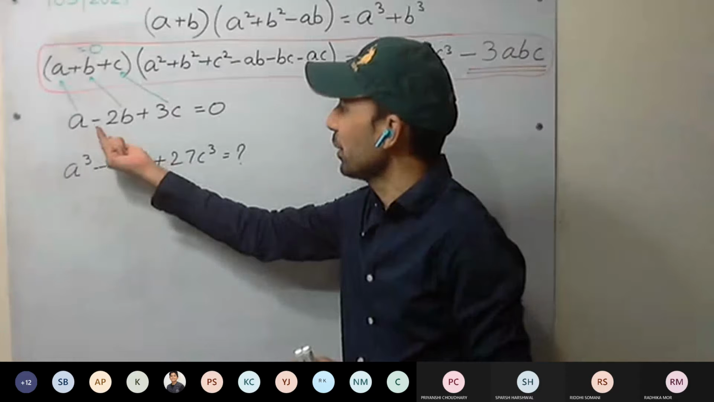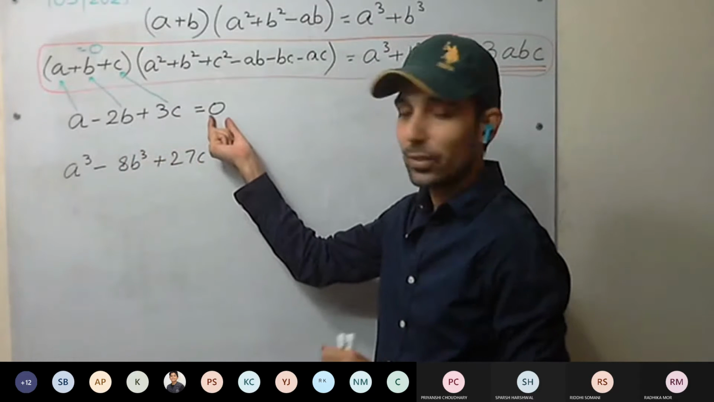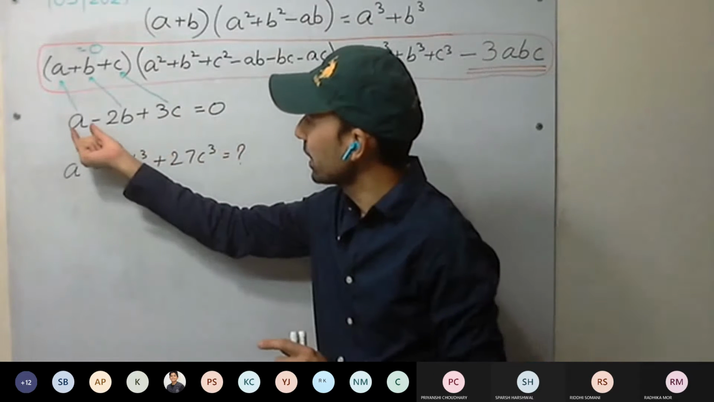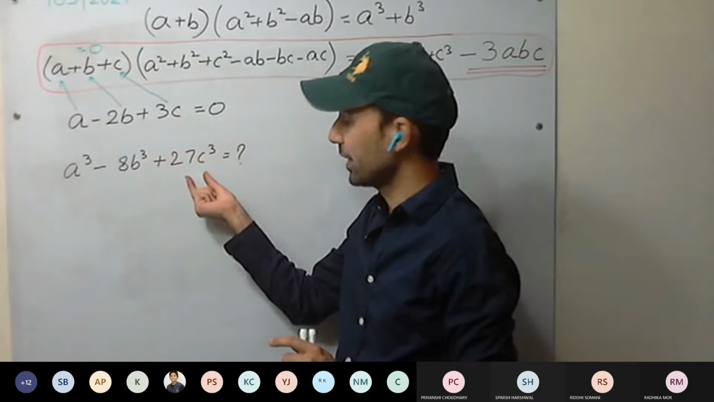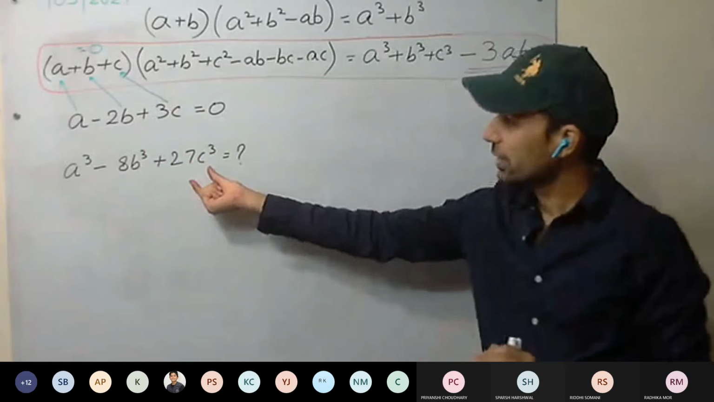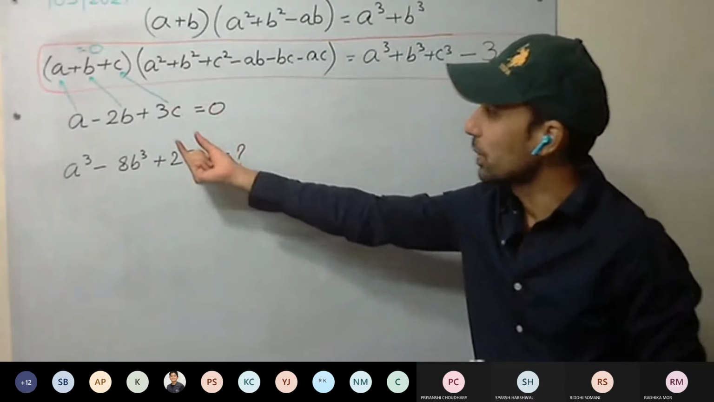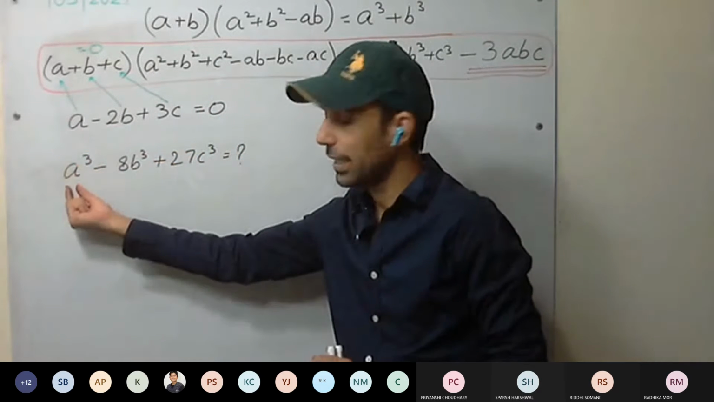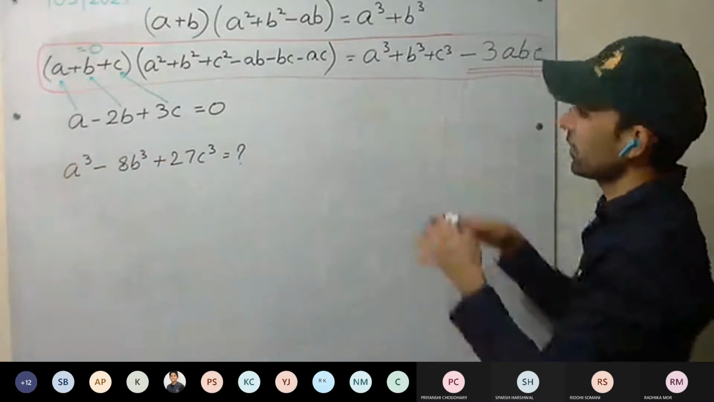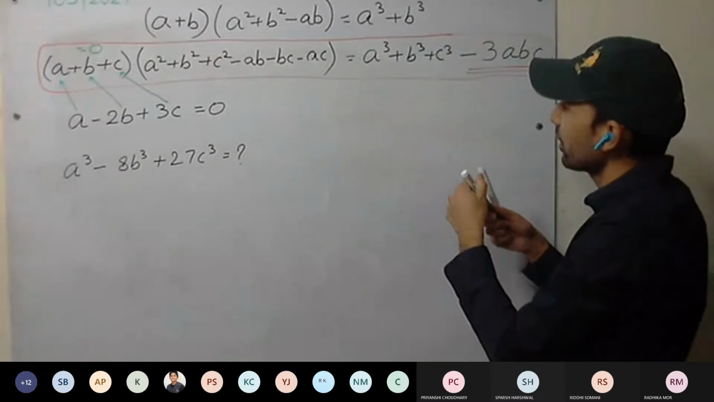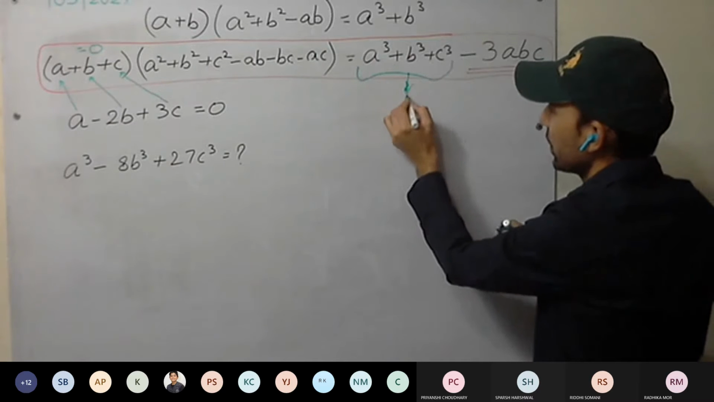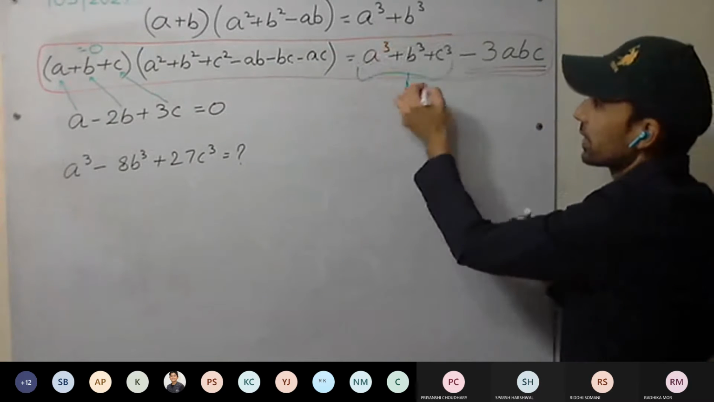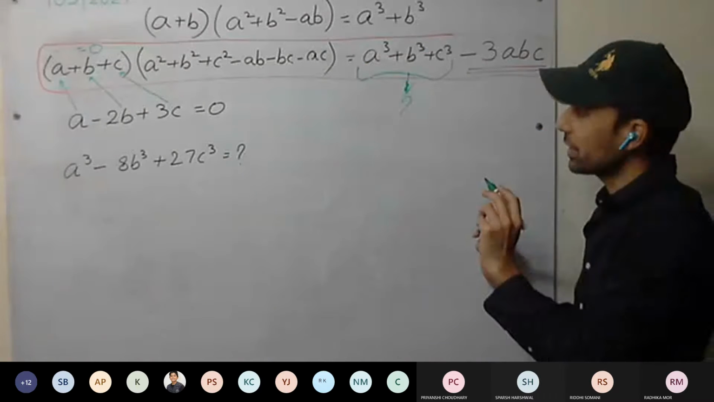It is given a minus 2b plus 3c equal to 0. This is provided. What you have to calculate? a cube, b cube, c cube. This you have to calculate. That is 3c cube minus 2b cube and a cube. This you have to calculate. It means we have to calculate the value of this one. Its value we have to calculate.